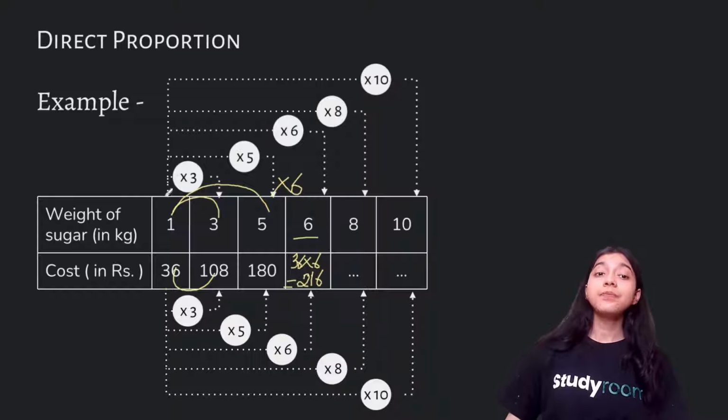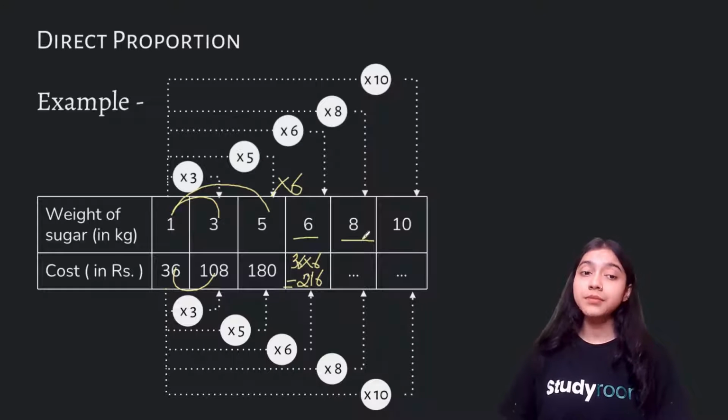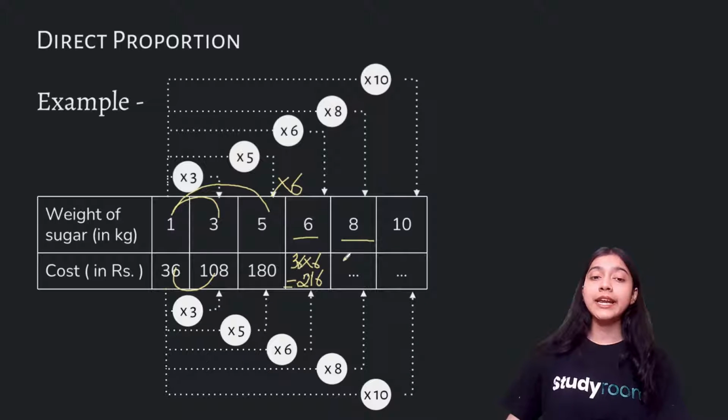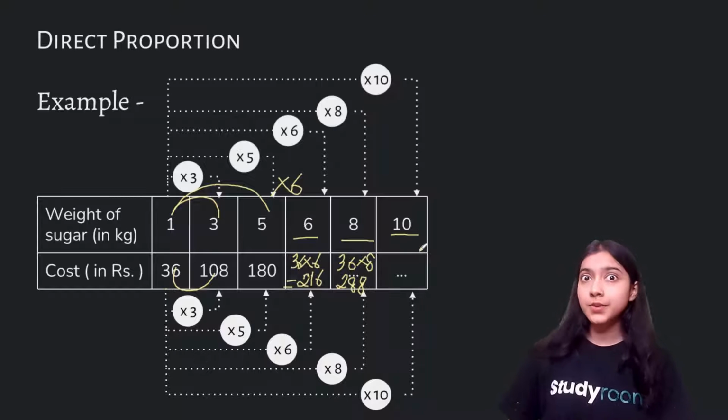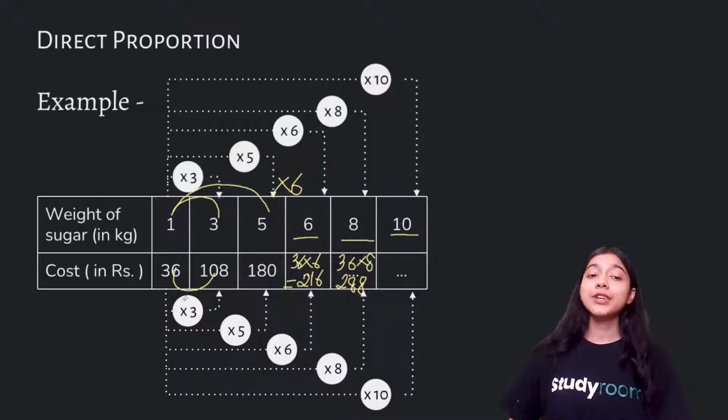Now, again, in a similar way, when the weight is becoming 8 kg, that is, it is getting multiplied 8 times, so the cost will also get multiplied 8 times, that is 36 multiplied with 8, and it gives us 288. In the similar way, when the weight of the sugar is 10 kg, its cost will become 10 times. So we'll have 36 multiplied with 10, that gives us 360.